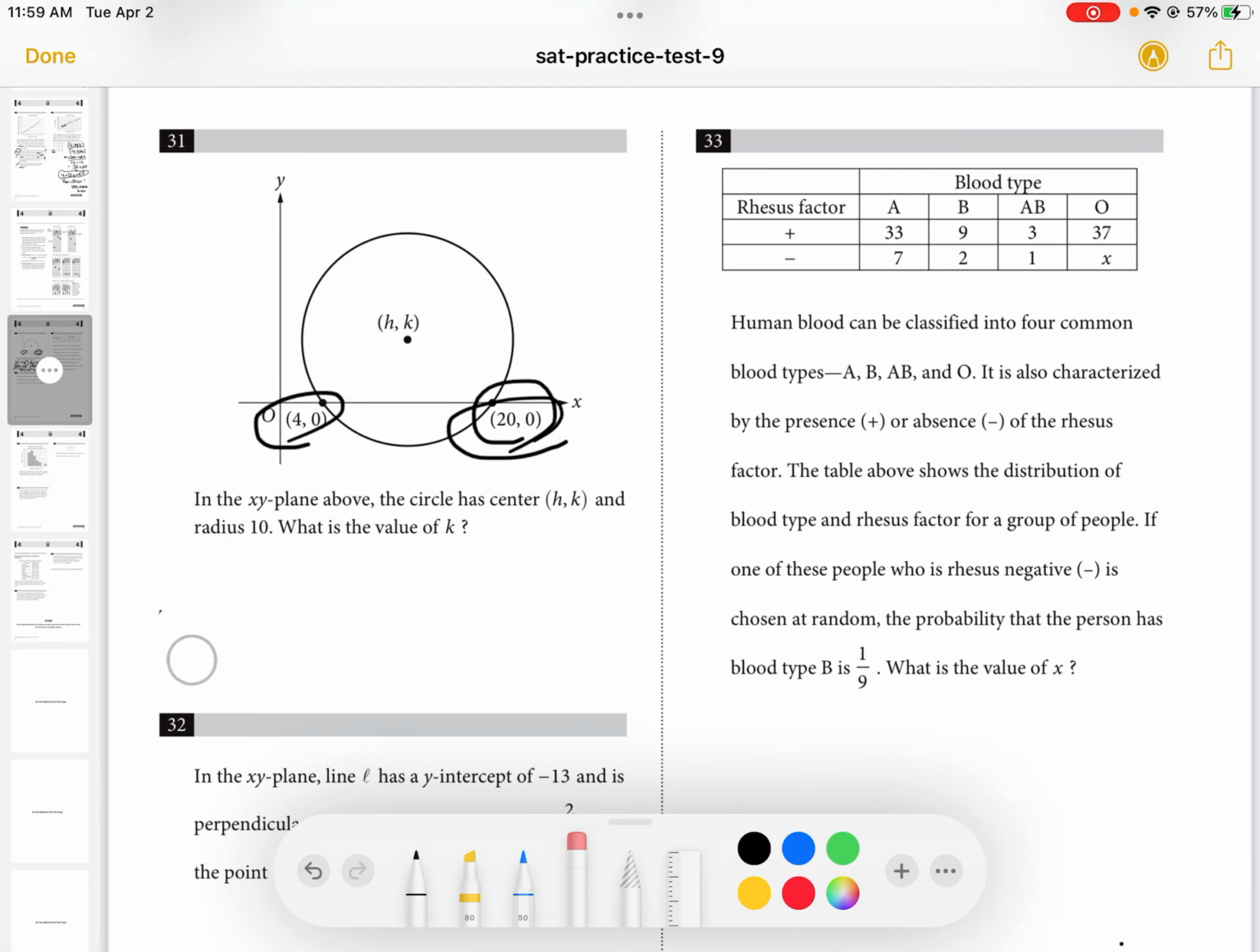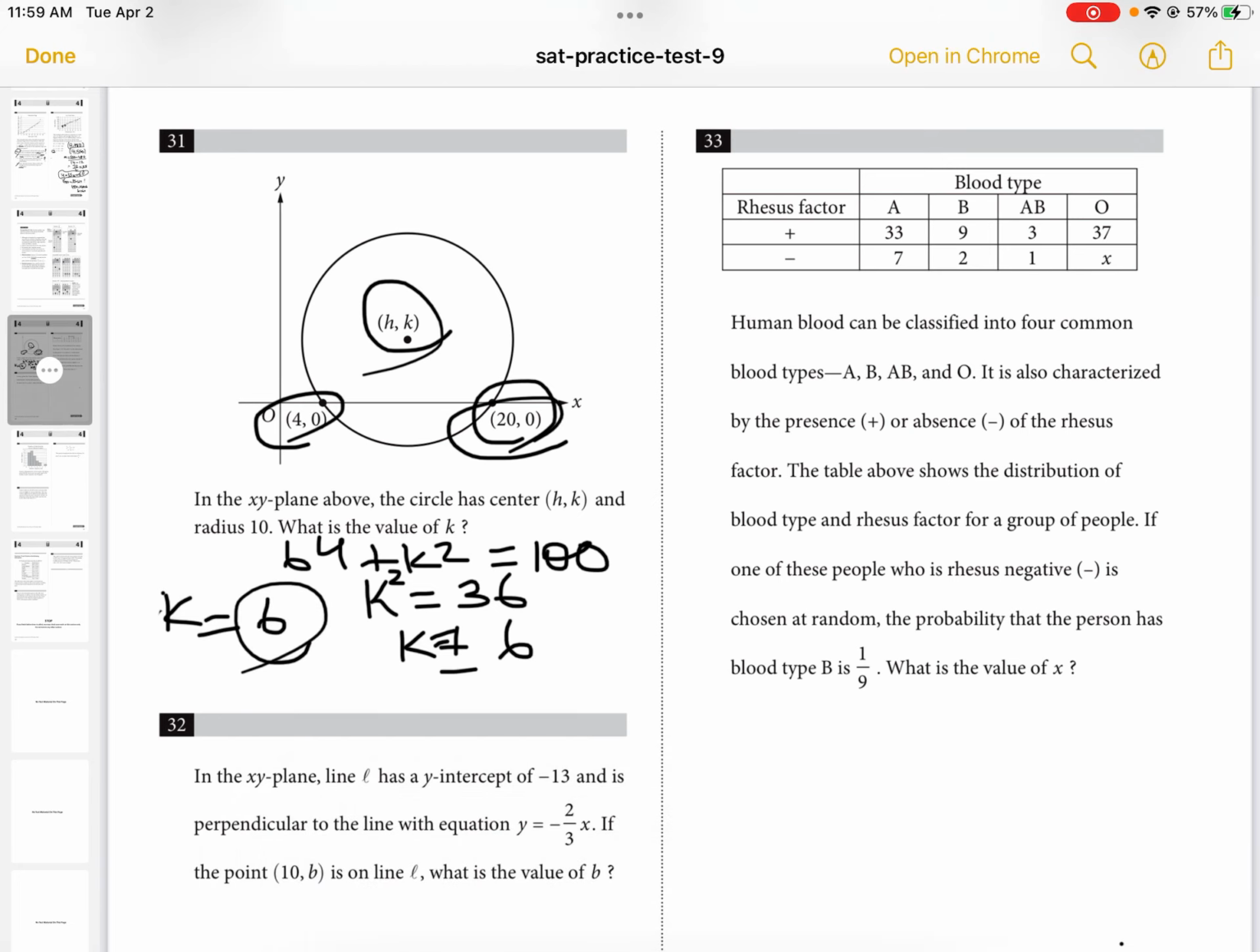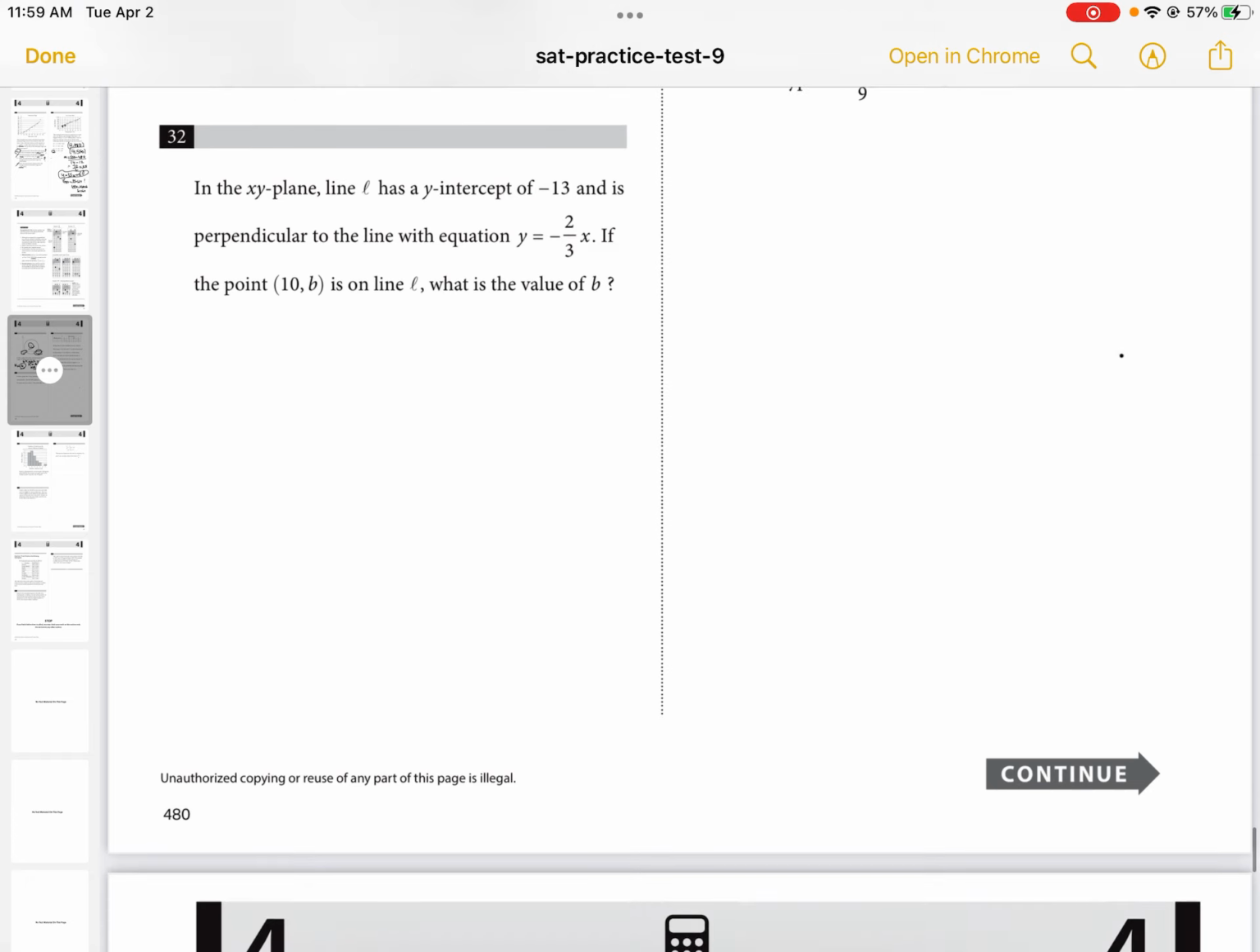Okay, let me erase this and rewrite that. 64 plus k squared equals 100. K squared rather is equal to 36. K is equal to plus or minus 6. This vertex here is in the first quadrant. So we know k is equal to 6. And that's our final answer. Then we move on to the next question.